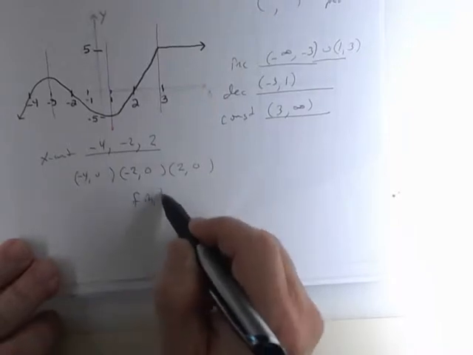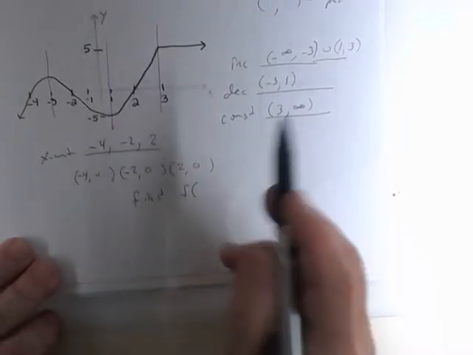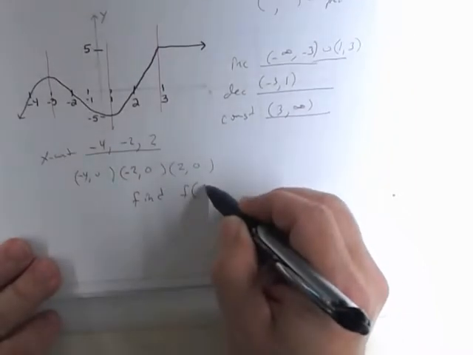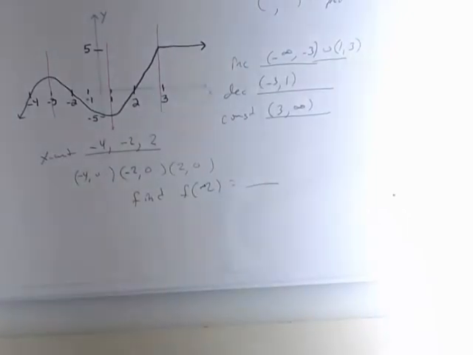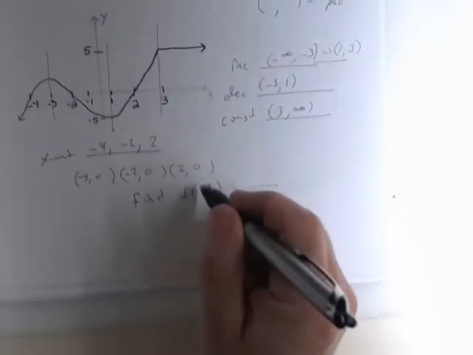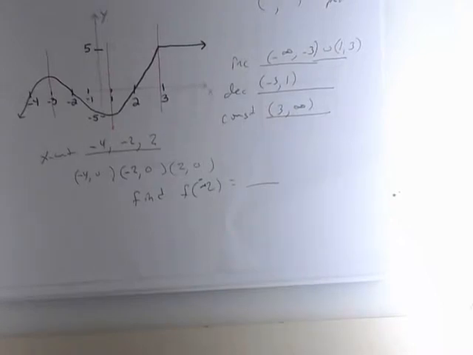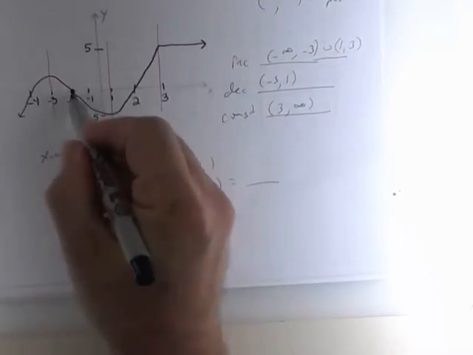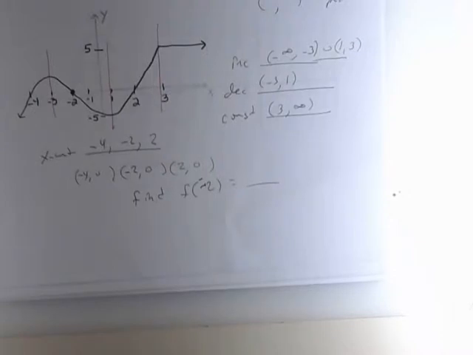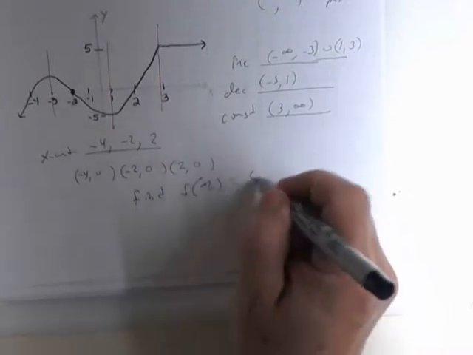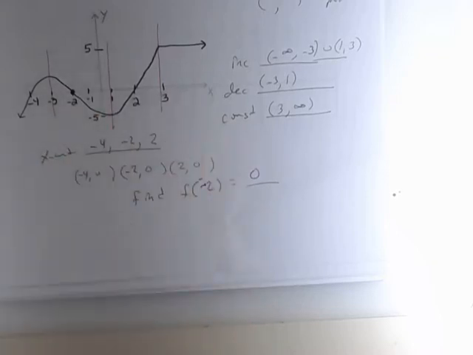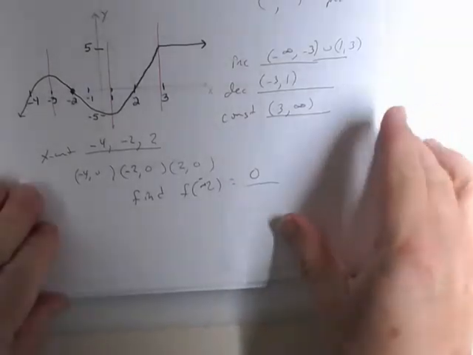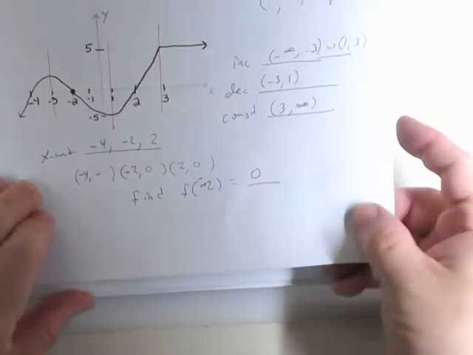All right. And then again, if they want you to find, let's say, f of -2. What's f of -2? Yeah, it's right here. F of -2 is this point right here, right? What's that y coordinate? 0. The y coordinate is 0. All right, so any questions so far on this? Okay, look at the next page. All right, next page.